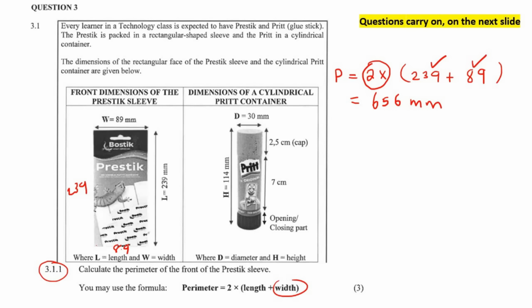You don't have to use the formula that they give you. You could definitely also just say 89 plus 239 plus 89 plus 239. You could add that all up and you will get the exact same answer of 656 millimeters.